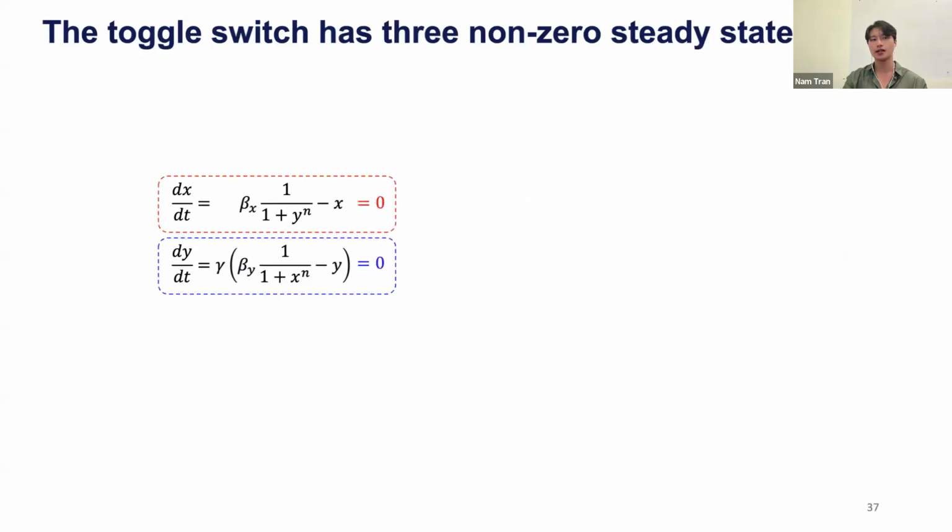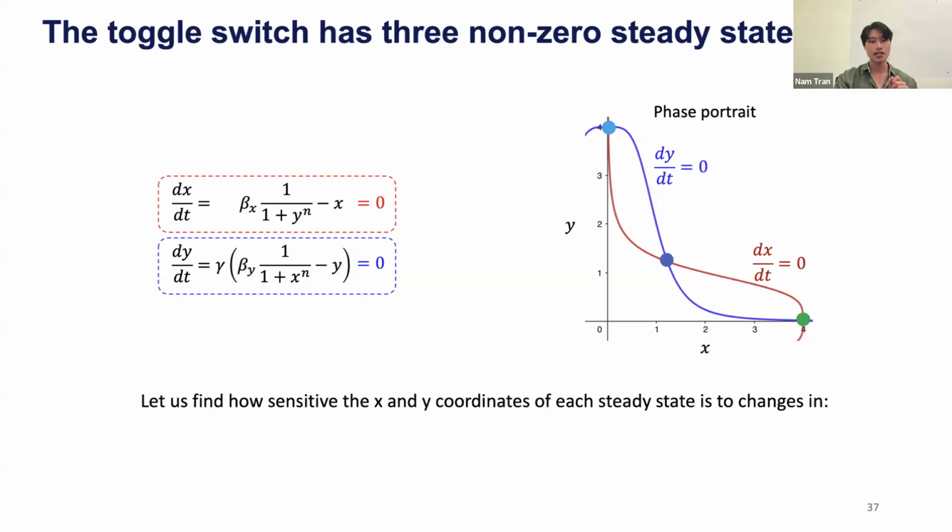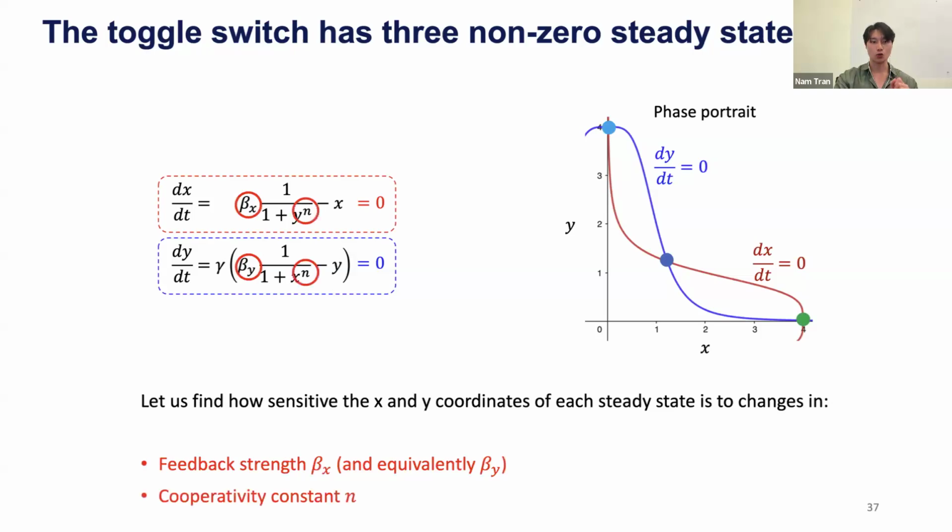If you set each of these differential equations to 0, you can see where they're at rest, and the intersection will show you where the steady states are. So here they are for the red curve. That's where the first equation is 0. And for the blue curve, that's where the blue equation is 0. And they intersect at 3 points, the cyan, blue, and green points. These are our 3 steady states, which we would like to see how sensitive they are to the feedback strength and the cooperativity N.